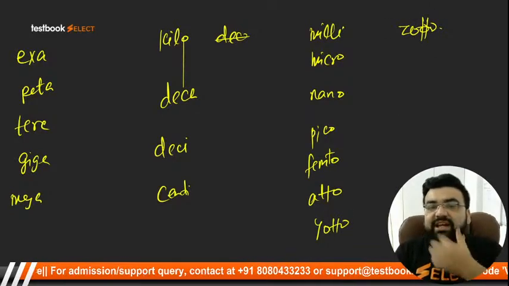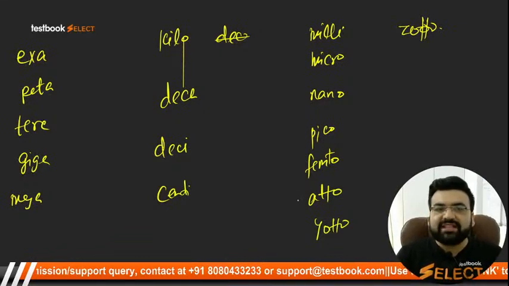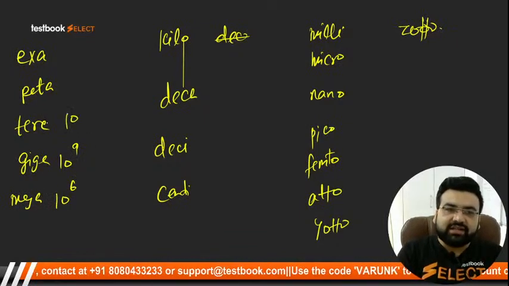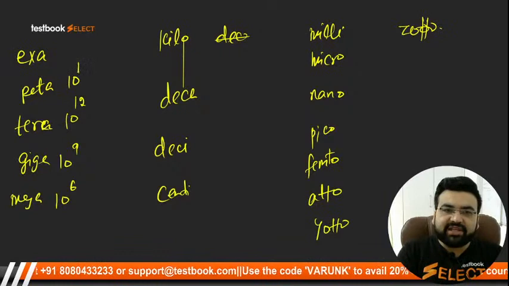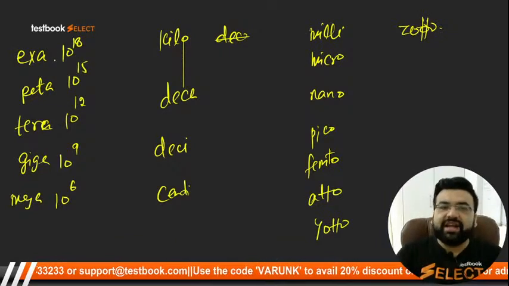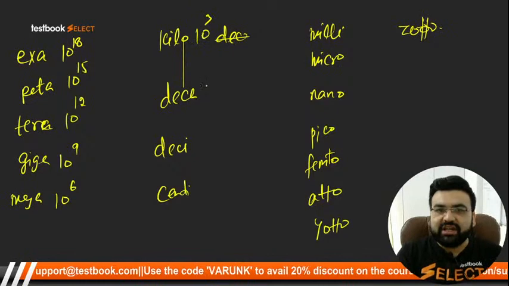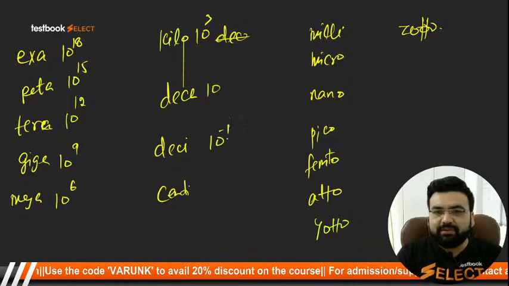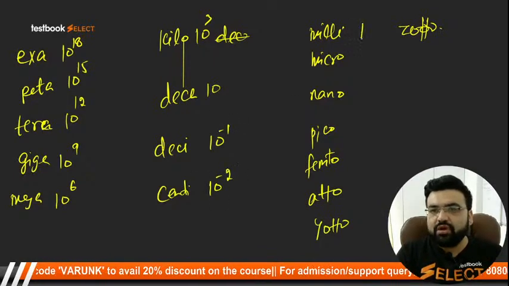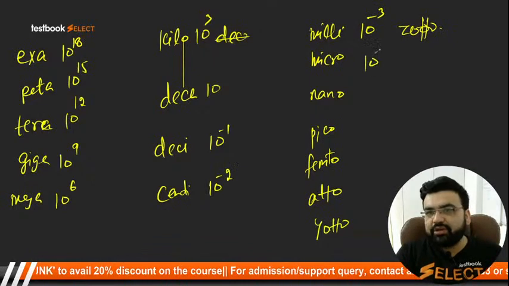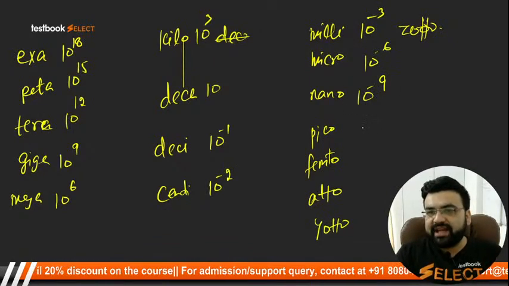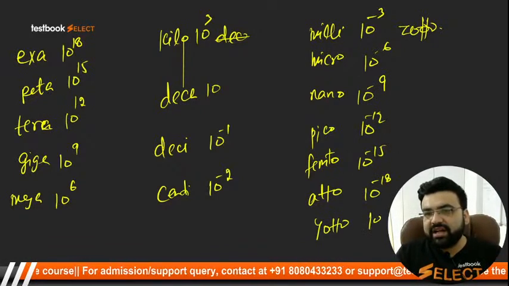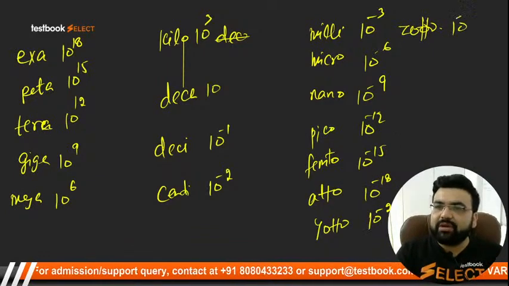In class 11, there was a table in the NCERT book, right? So what is the meaning of exa, peta, tera, giga, mega? Giga is 10 to the power 9, mega is 10 to the power 6, tera is 10 to the power 12, peta is 10 to the power 15, exa is 10 to the power 18. Then we have kilo is 10 to the power 3, deca is 10, right? And deci is 10 to the power minus 1, centi is 10 to the power minus 2, milli is 10 to the power minus 3, micro 10 to the power minus 6, then 10 to the power minus 9, minus 12, minus 15, minus 18, minus 21, minus 24.